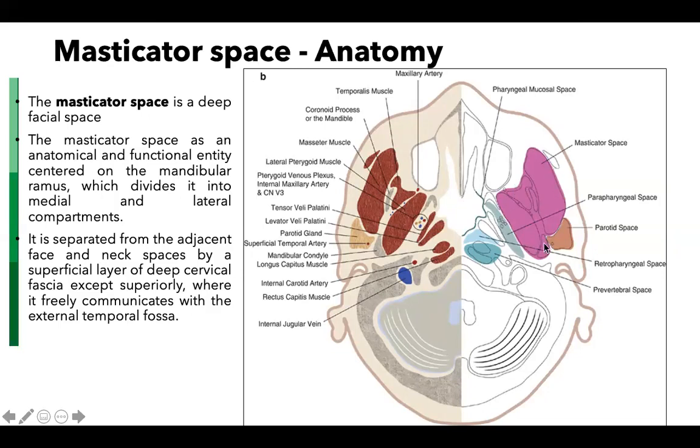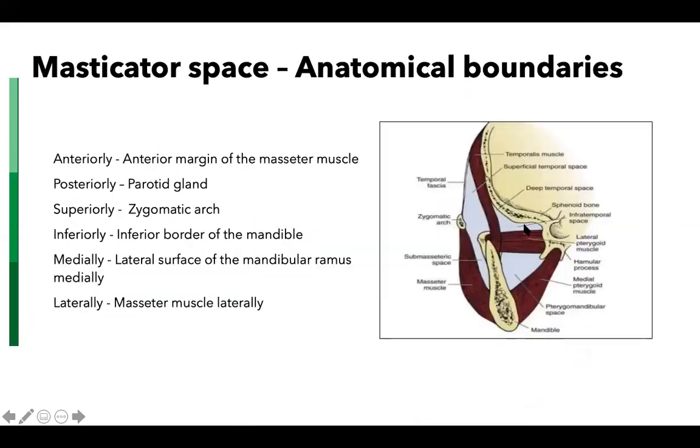And the other thing that we need to be aware of is the masticator space. So the masticator space, as you can see here, is a deep facial space. And this is very important for us. Number one, we need to know the fact that this freely communicates with the external temporal fossa. Now, when we see this in cross section, we understand why this is important to us. We know that buccal mucosa lesions, retromolar trigone lesions, alveolar lesions have a tendency to involve the masticator space. And so we need to understand what the masticator space is.